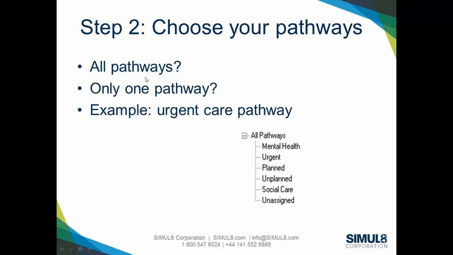the next step, once you've decided your question, is to decide which pathway you want to use for the question you're going to model. Do you want to use all pathways? Is it a whole system, includes absolutely everything? Is it perhaps like Gloucester, where they didn't use mental health and maternity? Or is it only one pathway? Or is it a sub-pathway? So in our case, we're just going to be using the urgent care pathway to look at what happens if we provide more services in the community.